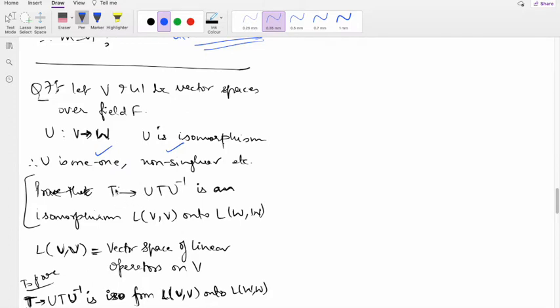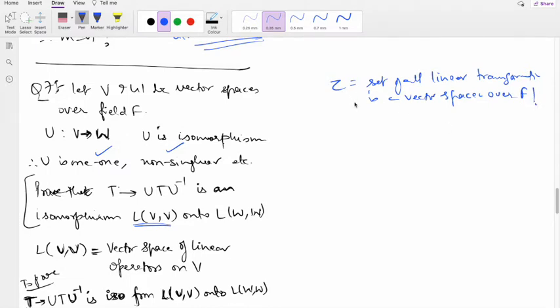What we need to prove is that a function like this, which takes an element T and has U T U inverse as its output, is an isomorphism from L of V comma V onto L of W comma W. Now, we haven't looked at this notation previously. We'll define it right now. We spoke that the set of all linear transformations is a vector space over F, right?